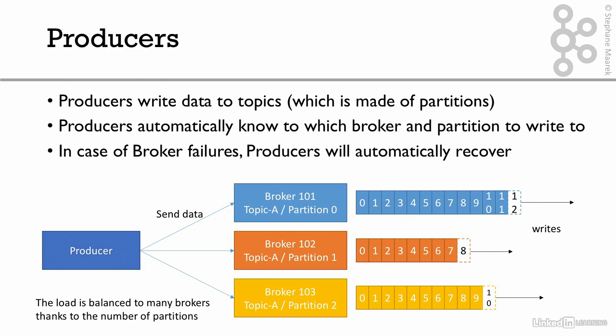We have a producer sending data to partitions 0, 1, and 2 of topic A. The producer understands to which broker to send data. If you send the data without a key, then data will be sent round robin to broker 101, 102, and 103. So the producer will automatically load balance, sending a little bit to broker 1, a little bit to broker 2, a little bit to broker 3, and then switching on again. This is how load balancing is done in Kafka.